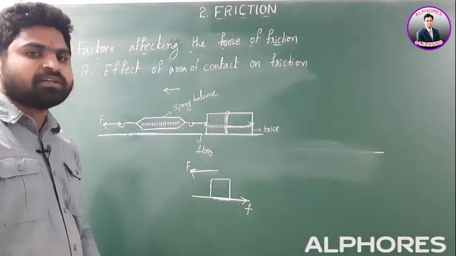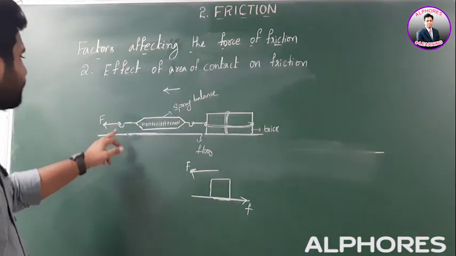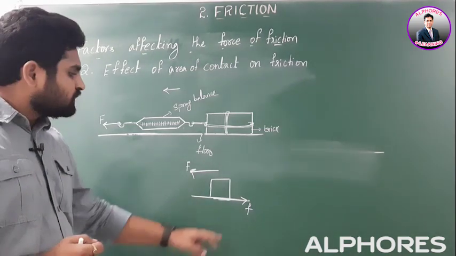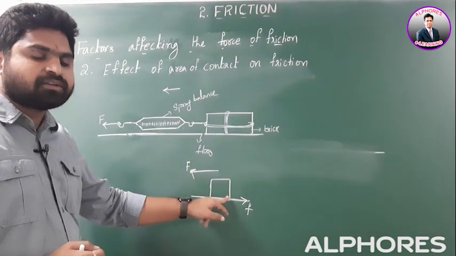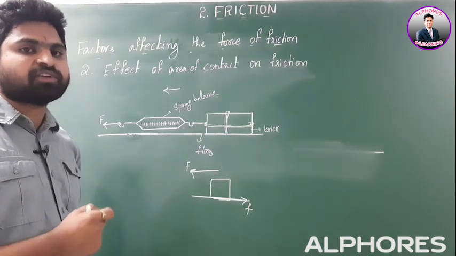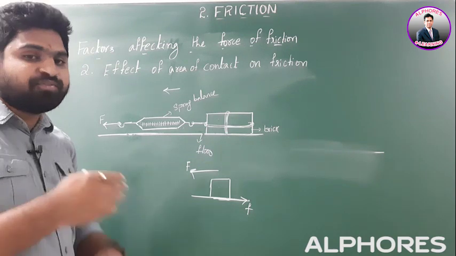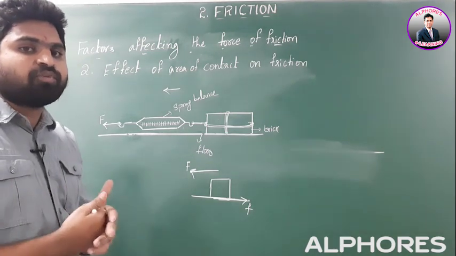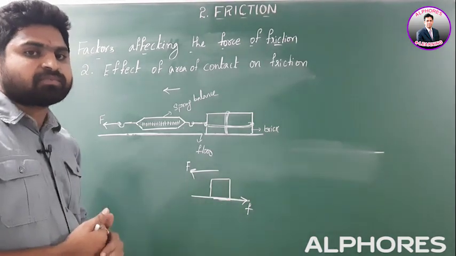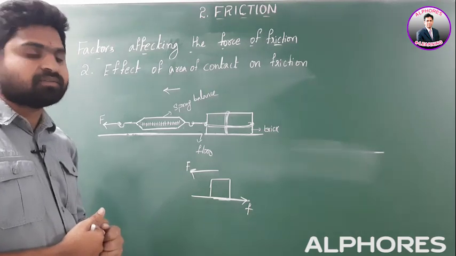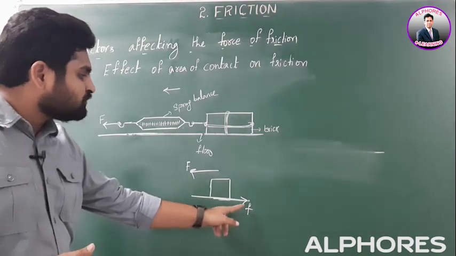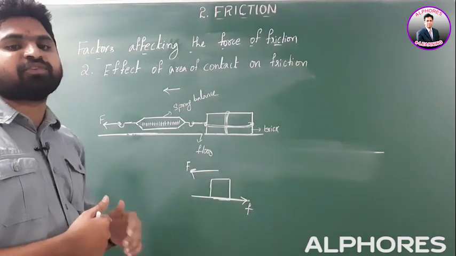Now keep on increasing the applied force. At one particular point, the frictional force reaches its maximum, which we call the limit of the static frictional force. If we apply more force than this limit of static friction, then the brick is ready to move. That maximum static friction is equal to the applied force here.